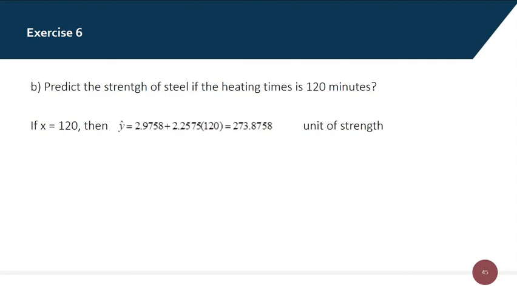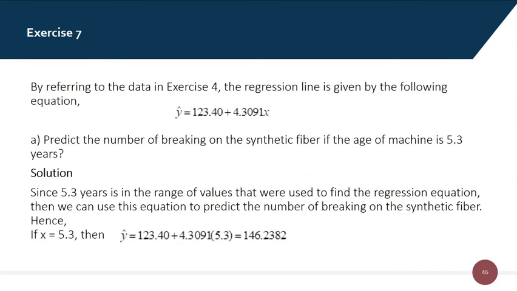Next, let's look at exercise 7. This refers to exercise 4, so go back to your notes and look at exercise 4. Predict the number of breakings of the synthetic fiber if the age of the machine is 5.3 years. Since 5.3 years is in the range of values that we used to find the regression equation, we can use the equation to predict the number of breakings on the synthetic fiber.